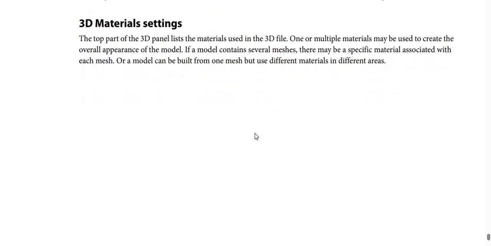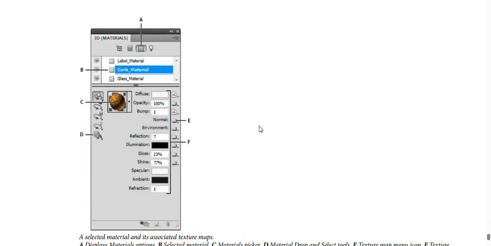And what about 3D materials setting? The top part of the 3D panel lists the materials used in the 3D file. Multiple materials may be used to create the overall appearance of the model. And if a model contains several meshes, there may be a specific material associated with each mesh. Or a model can be built from one mesh but use different materials in different areas, like in the next screenshot.